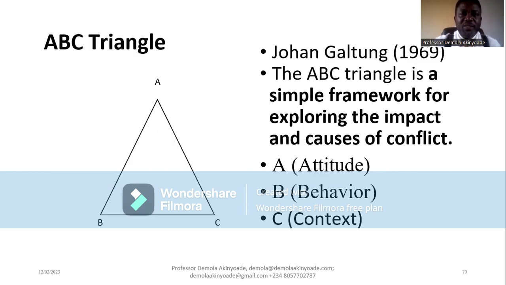Oh, great. So another tool is the ABC triangle. It was introduced in the 1960s by John Galton. The A signifies the attitude, B, behavior, and C, context. Like we explained yesterday in understanding conflict, people's attitude influences their behavior. And then the behavior will change the context.